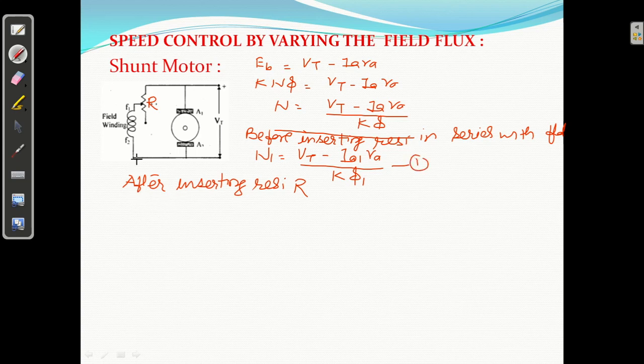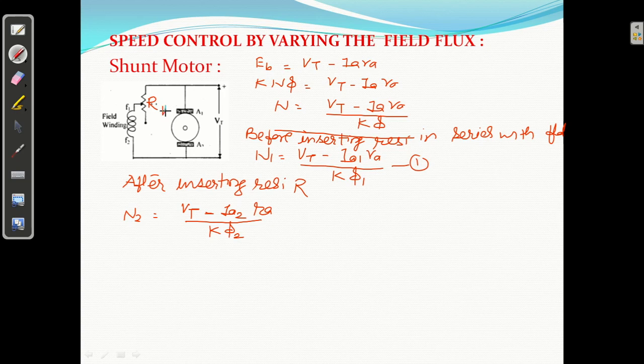After inserting the resistance R, called the regulating resistance, in series with the field winding, let us say the speed is N2. N2 equal to VT, which will not change because it is a supply voltage, minus IA. I am not inserting the resistance in the armature circuit. We don't know whether it will decrease or increase or not change, but I am assuming it is IA2, into RA, upon K phi 2. Yes, phi 2 will change when you insert the resistance.